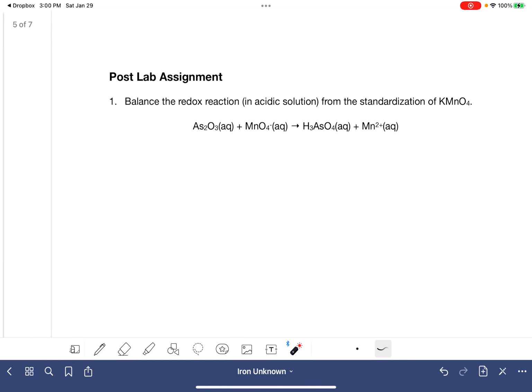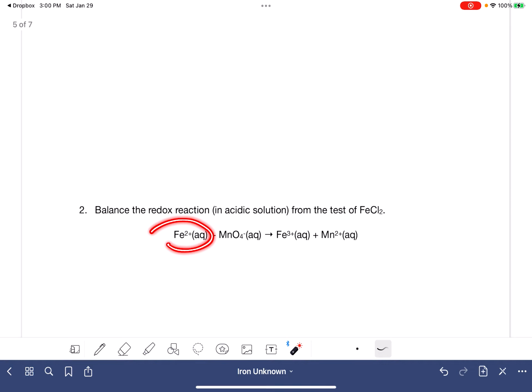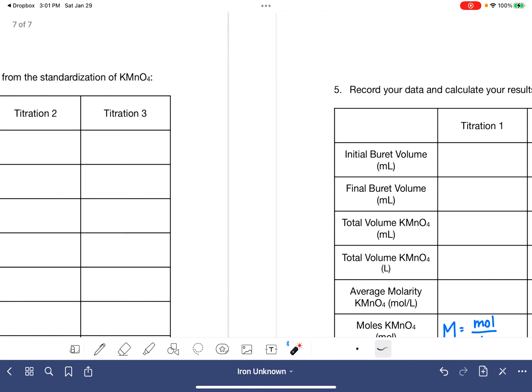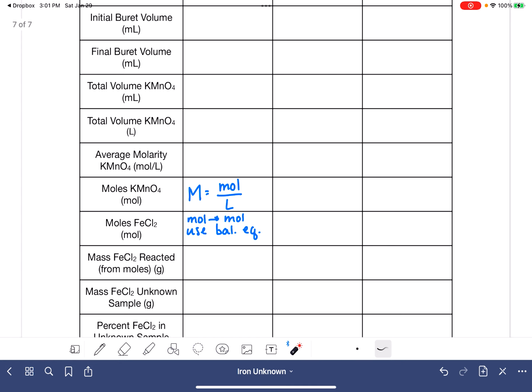Let's go take a look at that. FeCl2, which is Fe2 plus in this equation, and MnO4 minus, which is KMnO4. So whatever the stoichiometric coefficients are for these 2 substances, that's what you're going to be using to convert KMnO4 into FeCl2. Once you get that calculated, you are going to do a mole to gram conversion. You're going to take your moles of FeCl2, use the molecular weight of FeCl2, and then convert that into grams.